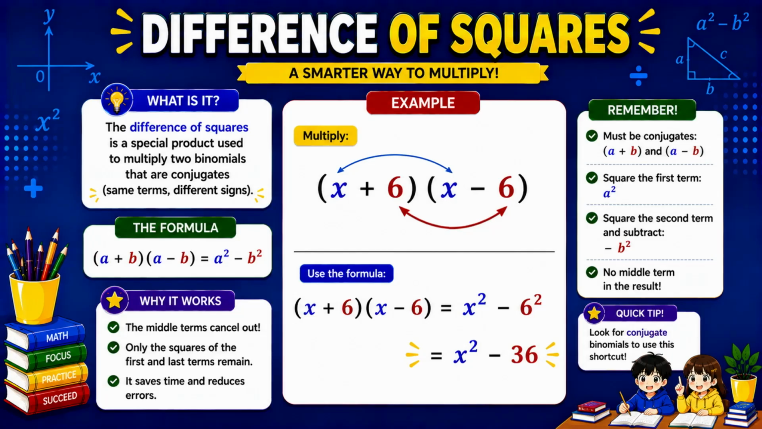When two binomials have the same terms but opposite signs, we can use the difference of squares pattern. Multiply the first term squared minus the second term squared. In this example, x squared minus 36 is the answer.